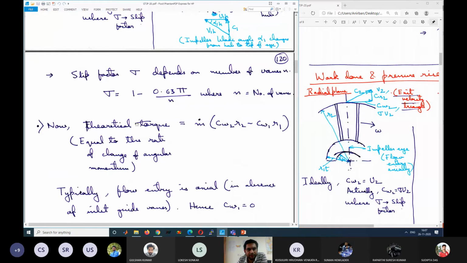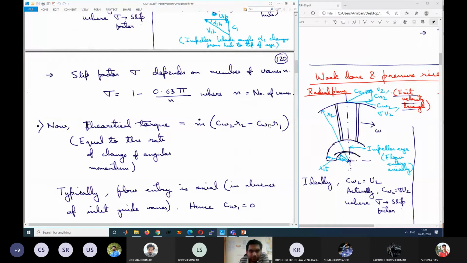And now let us calculate the torque. Torque is equal to the rate of change of angular momentum. So mass flow rate times the change of angular momentum. The angular momentum at the exit is CW2 into R2, where R2 is the radius, minus CW1 into R1, where R1 is the mean radius. You can call it R1m, and CW1 is the tangential component or wheel component of velocity at the mean radius. What is the value of CW1?